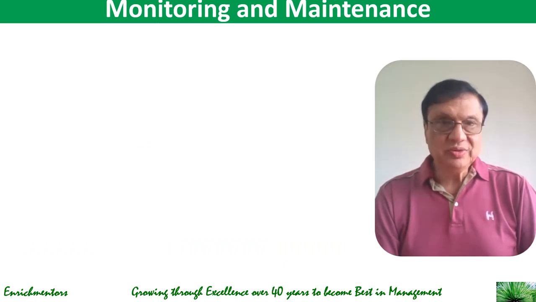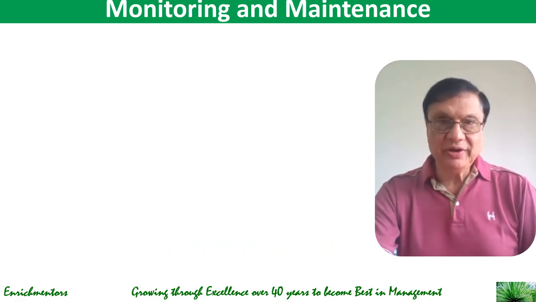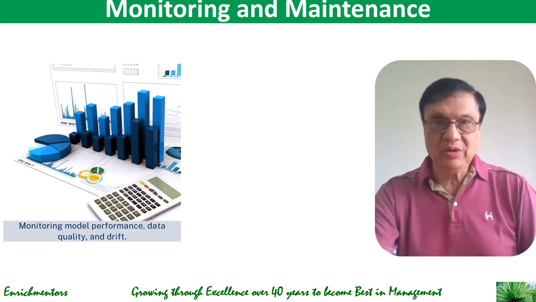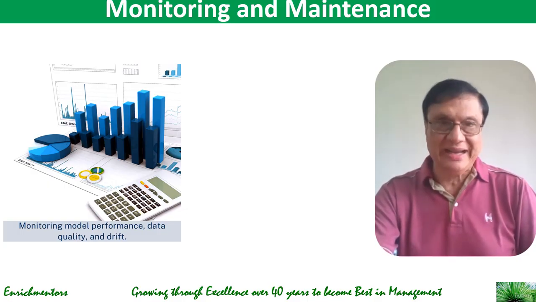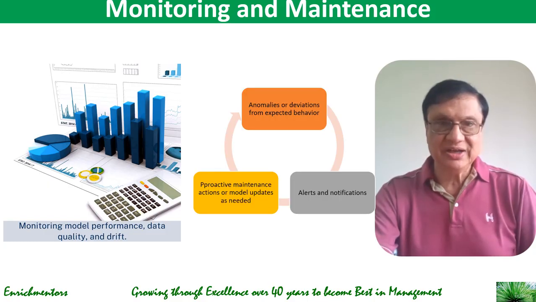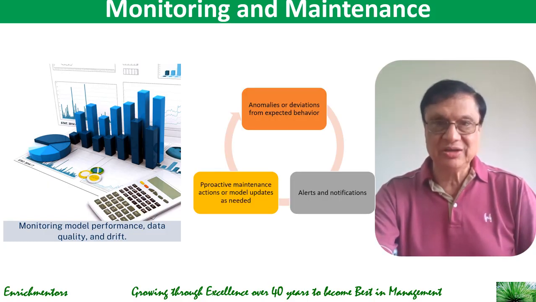Working together, the team implemented monitoring mechanisms to track model performance, data quality, and drift over time in both the model and the data. And to do that, they set up alerts and notifications to flag anomalies and deviations from expected behavior, triggering proactive maintenance actions or model updates as needed. So, as needed, they used these triggers to take the right actions and model updates.